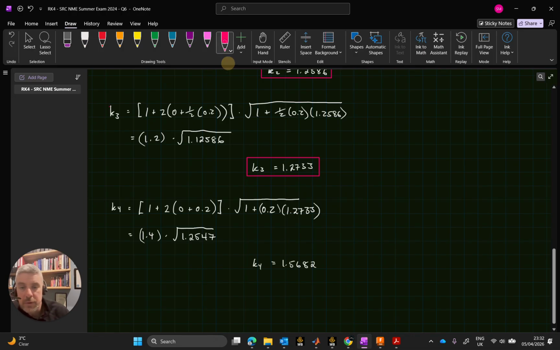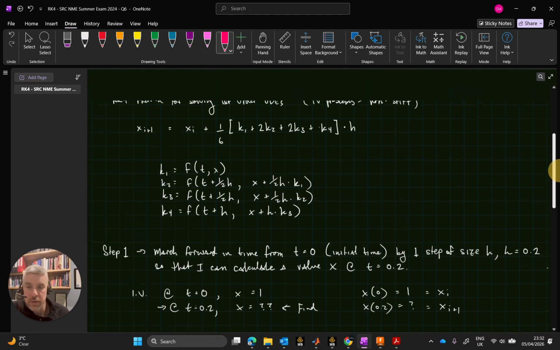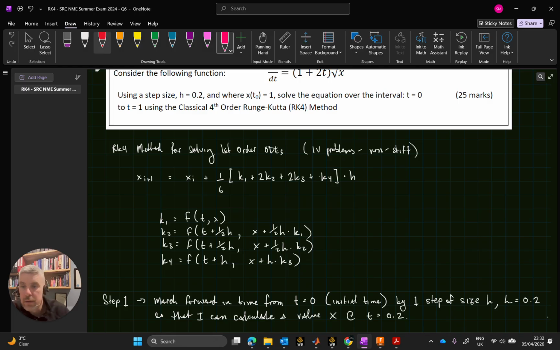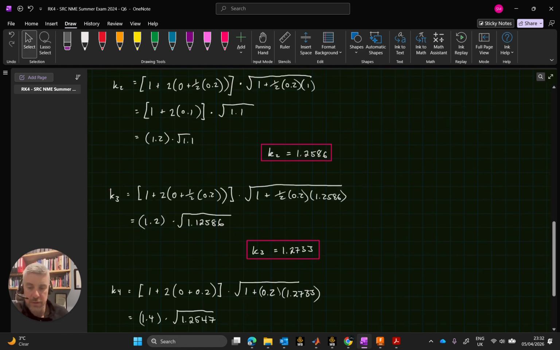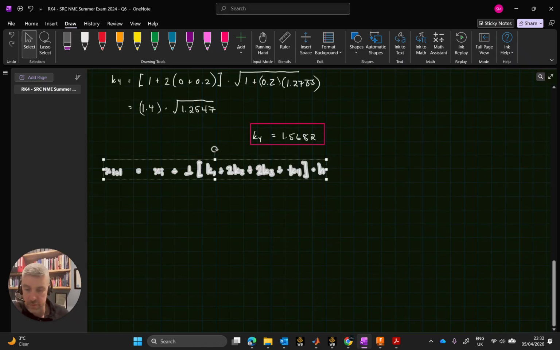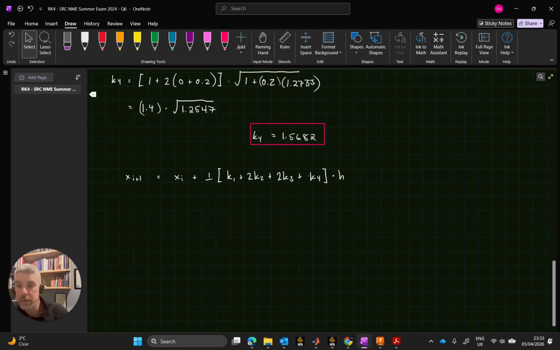All right, so there's K1 down to K4 found. Now I just need to put them back into the formula here. So just for convenience, speed, and consistency. Oh, I might have missed that 6, I did. Control C, Control V, and paste this down here. I'm going to return the 6 I missed and start plugging in values.